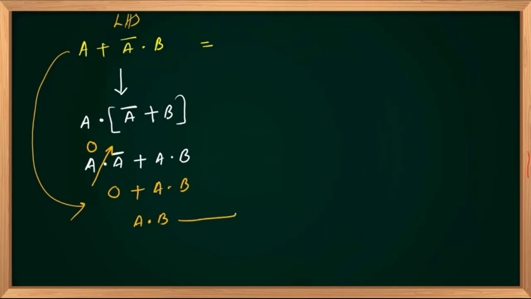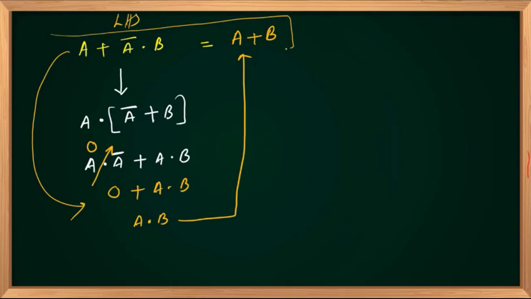The dual expression of A dot B will be nothing but A or B, right? So I took the dual of the left-hand side, then I simplified, then again I took the dual expression of that simplified expression. Then I will get the simplified expression corresponding to the original expression, right? That is the application of the duality theorem. So A plus A bar B is nothing but A plus B, and that can be verified using a truth table also.